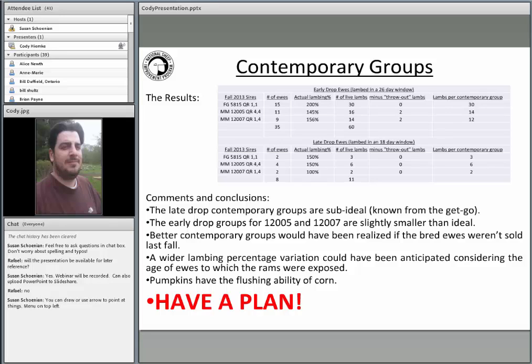The 12005 ram, he had a lower lambing percentage than expected, and with 16 live lambs, and then 2 of them, either sick or injured, got thrown out. So I only ended up with 14 lambs in that contemporary group, 1 less than what is preferred.